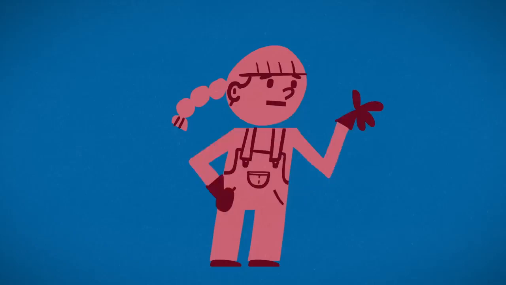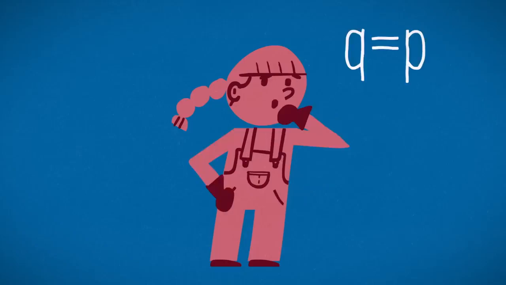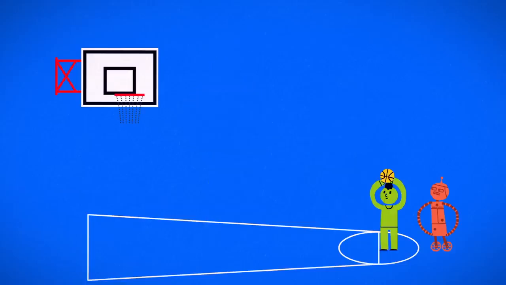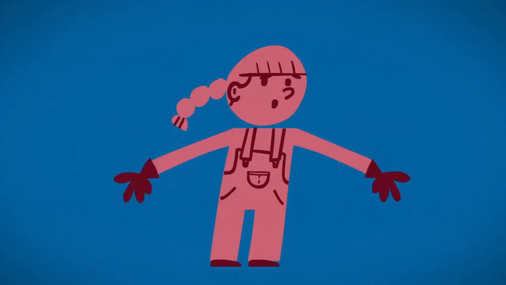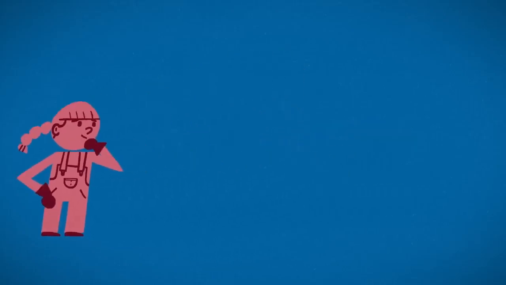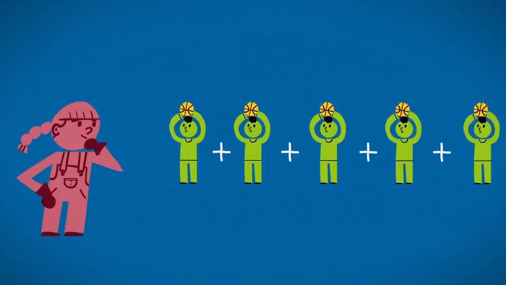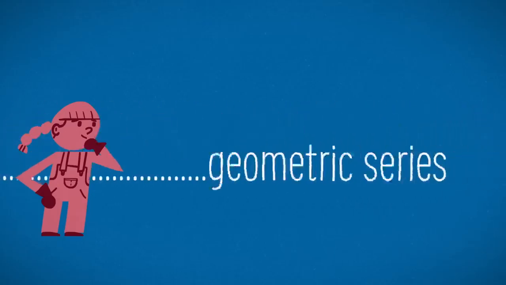You might guess that Q should be equal to P, but that ignores the advantage of going first. Suppose P and Q are both 100%. Even though the competitors are equally skilled, the first player always wins, so a deeper analysis is required. One approach involves adding up every chance the human has to win using geometric series.